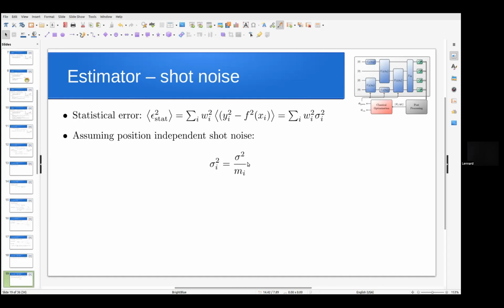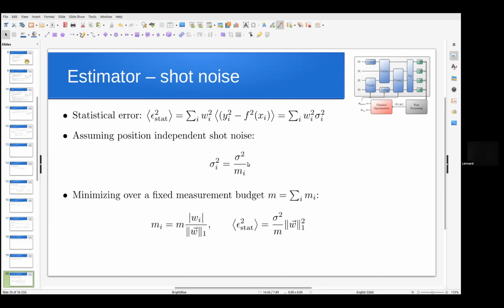For some Hamiltonians this might not be the case. It might be position dependent, but especially if you have more fancy strategies where you need multiple measurements around to get an expectation, it's quite often the case. And then we can already optimize over the measurement budget. If we assume that this is the true shot noise, we can get the optimal measurement budget simply by using Lagrange multipliers. We get that the number of times we measure will be proportional to the size of the weights we use in the linear estimation. By doing that, we can find a term for the statistical error, which is basically the one norm of the weights divided by our measurement budget.